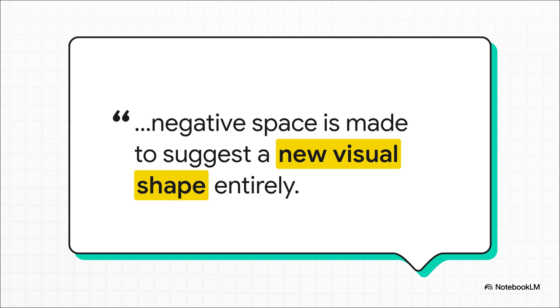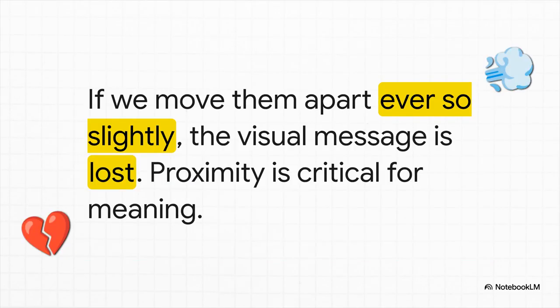That empty area, what designers call negative space, is basically forced into creating a brand new shape. The original pieces are all still there, but now they're working together to create something that literally didn't exist a second ago. Your brain just fills in the blanks. It's amazing. But look at this. If we just nudge them apart, even a tiny bit, poof, the illusion is gone. The message just vanishes into thin air. It's such a powerful way to see just how critical proximity is for creating these hidden meanings that are hiding in plain sight.